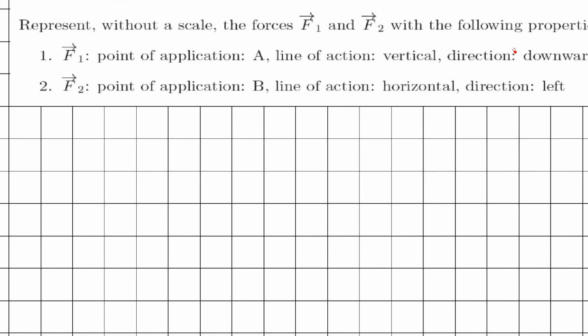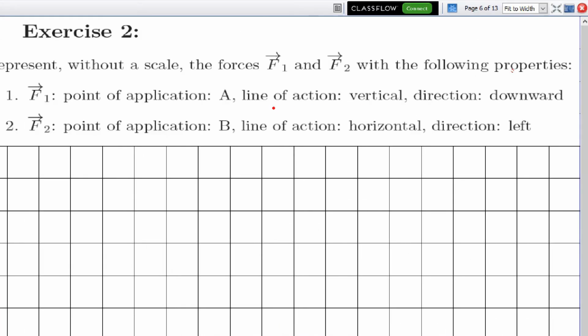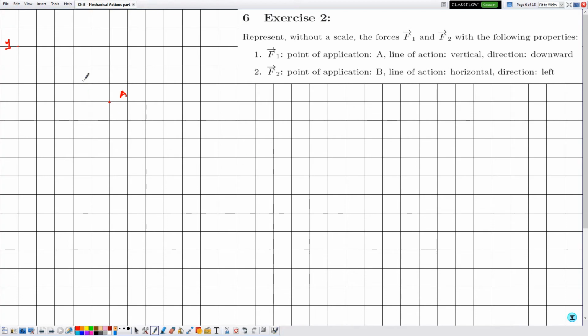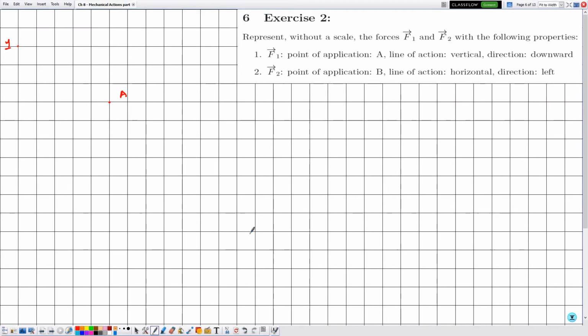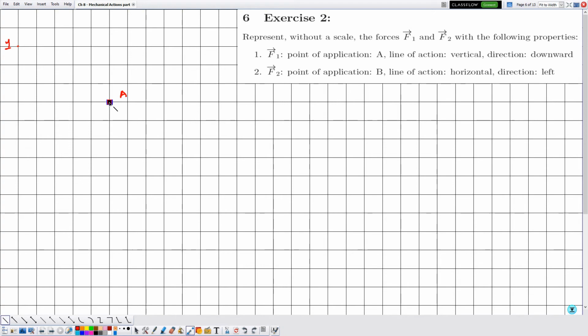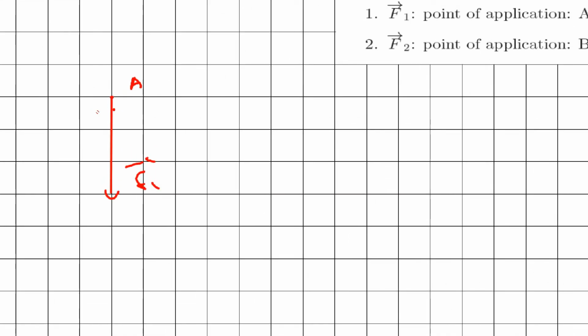Let me start with the force F1. They are telling me the point of application is A. So directly I place here a point A, which represents the point of application of the force. The line of action is vertical. Then the force F will be represented either like this or like this, and they are telling me downward. I repeat, the length of the vector is not important. So this is the force F.